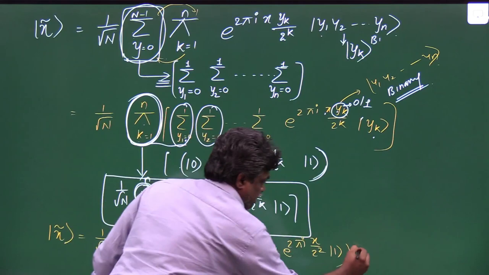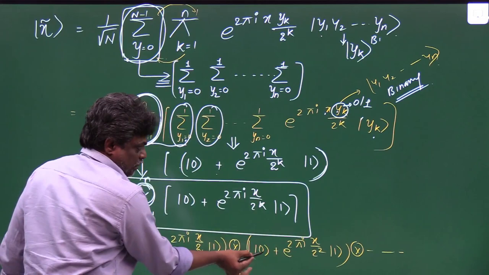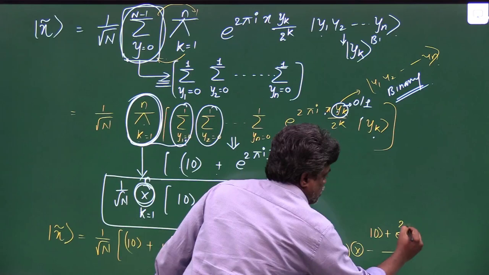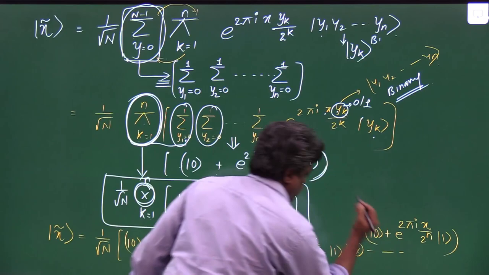on. Could you please tell me what is the last one? Ket 0 plus e raised to 2 pi i x by 2 to the power of n. That's it. Ket 0 plus e raised to 2 pi i x by 2 to the power n ket 1. That's it.